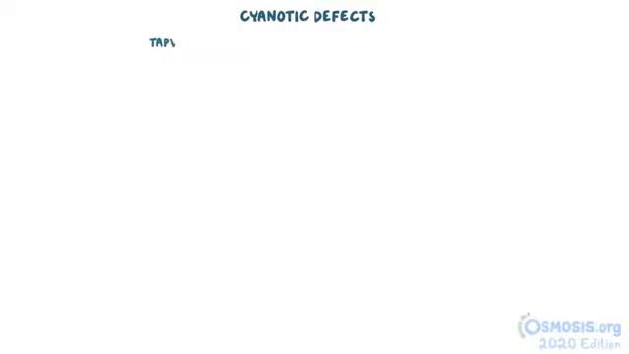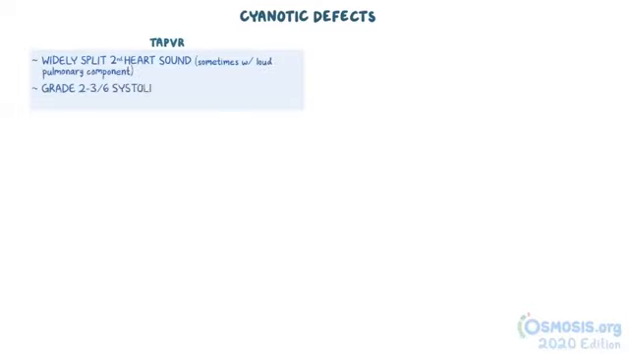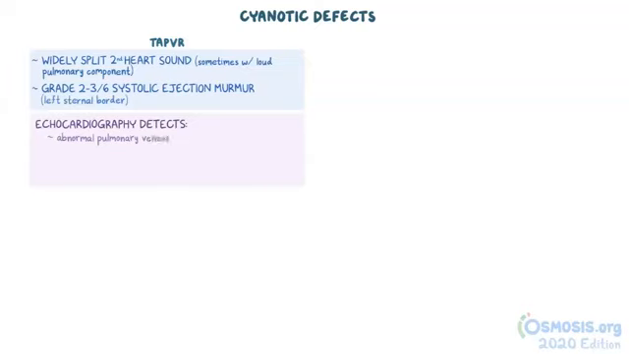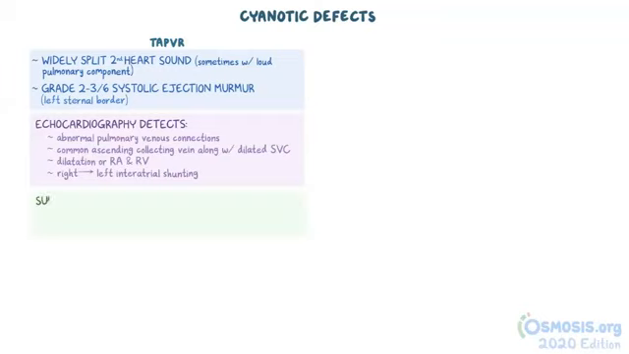In total anomalous pulmonary venous return, the only findings might be a widely split second heart sound, sometimes with a loud pulmonary component, and a grade 2 to 3/6 systolic ejection murmur audible along the left sternal border. Echocardiography can detect abnormal pulmonary venous connections, a common ascending collecting vein along with a dilated superior vena cava, dilation of the right atrium and ventricle, and right to left interatrial shunting. Treatment includes a surgical repair consisting of a wide anastomosis between the pulmonary venous confluence and the posterior wall of the left atrium.